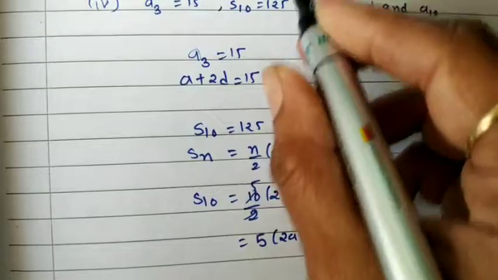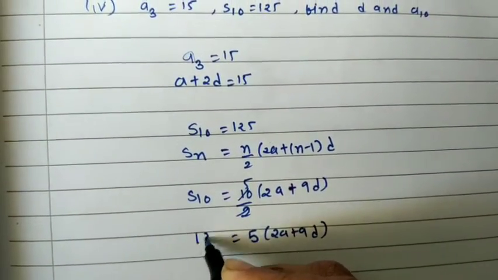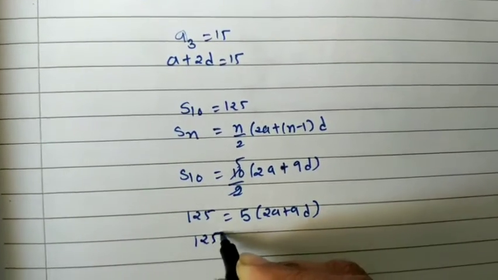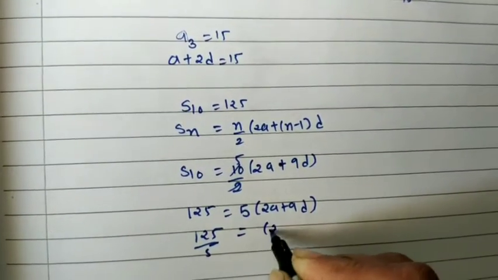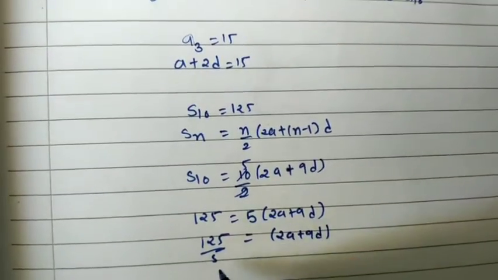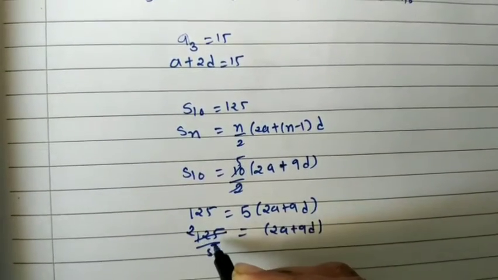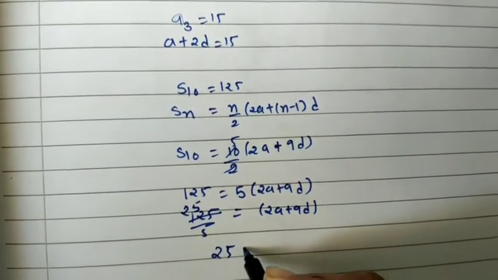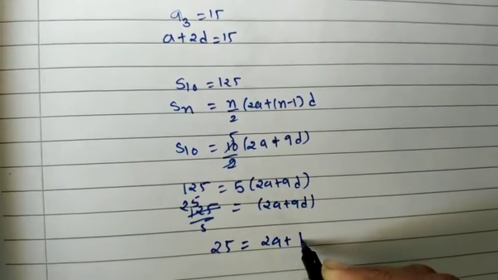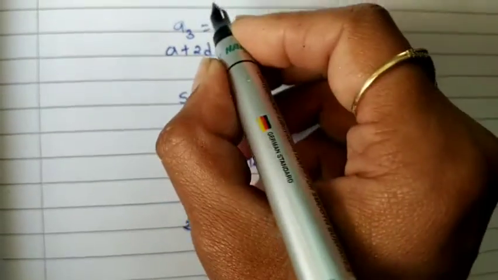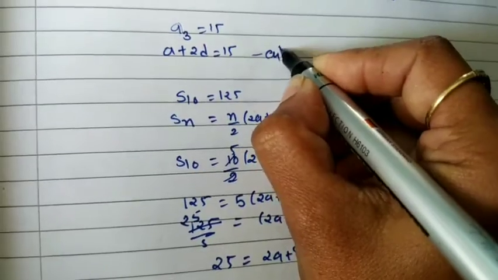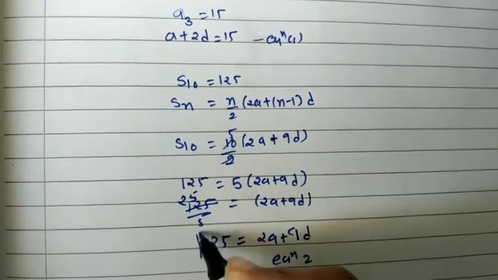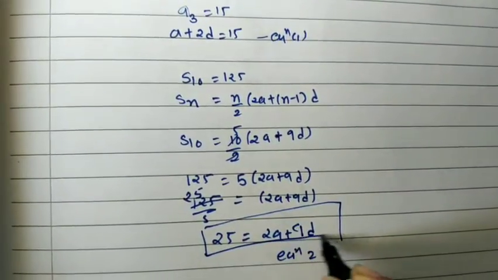Here we will substitute the value. The value of S10, 125, is given. So we will take this multiplication down and solve it. 125 divided by 5 equals 2a plus 9d. So let us solve it. 5 5s are 25. So here we are getting 25 equals 2a plus 9d. We will call this equation number 1 and this one equation number 2. So here I am highlighting it.